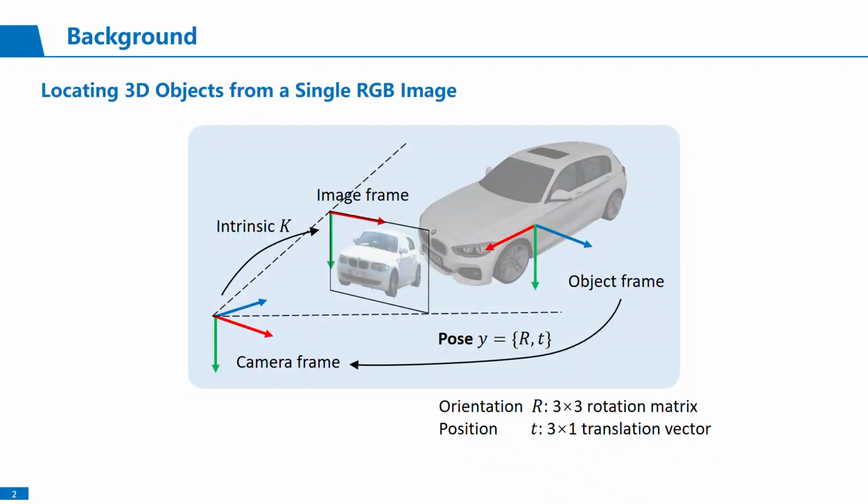In this paper, we investigate a long-standing problem in computer vision, that is locating 3D objects from a single RGB image. Given an image containing the projection of a 3D object, our goal is to find the rigid body transformation from the object frame to the camera frame. This is called the object pose, denoted by y, and it can be decomposed into the orientation component and the position component.